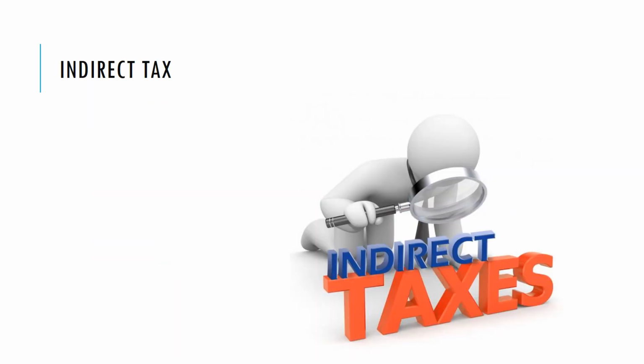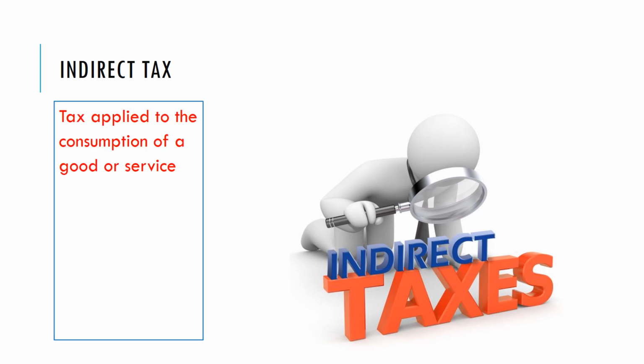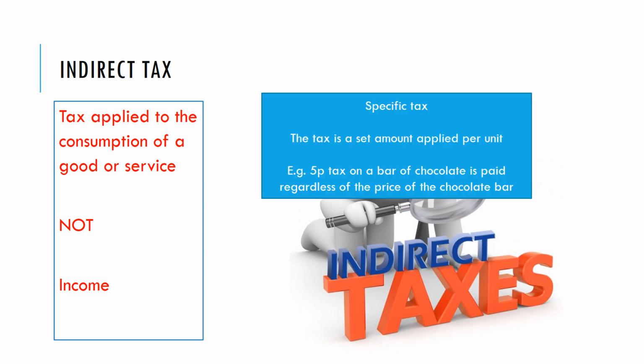So we're going to be talking again about indirect taxes. And an indirect tax is one that is applied to the consumption of a good or a service, not just on your income. That would be a direct tax. They come in two types. One is a specific tax, and that is a set amount applied per unit. For example, 5p tax on a bar of chocolate is paid regardless of the price of the chocolate bar. It's a set amount per unit.